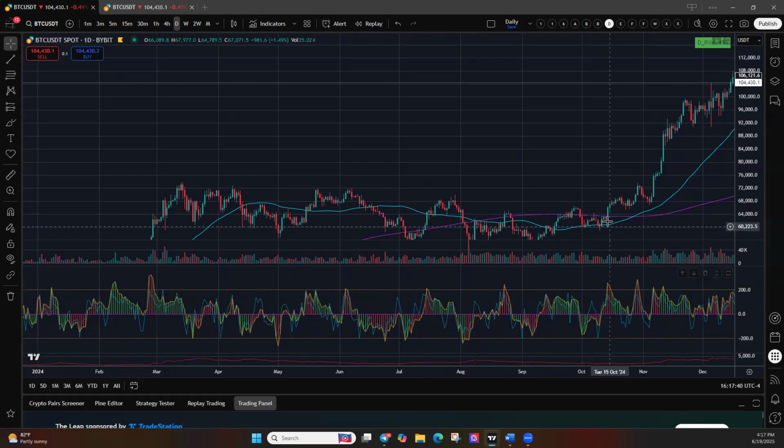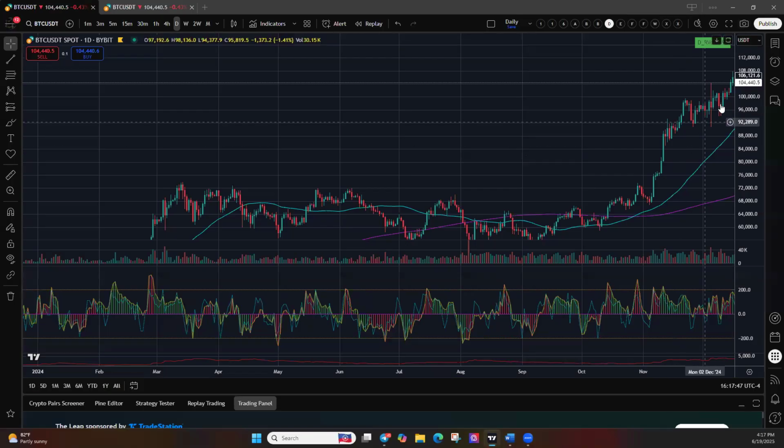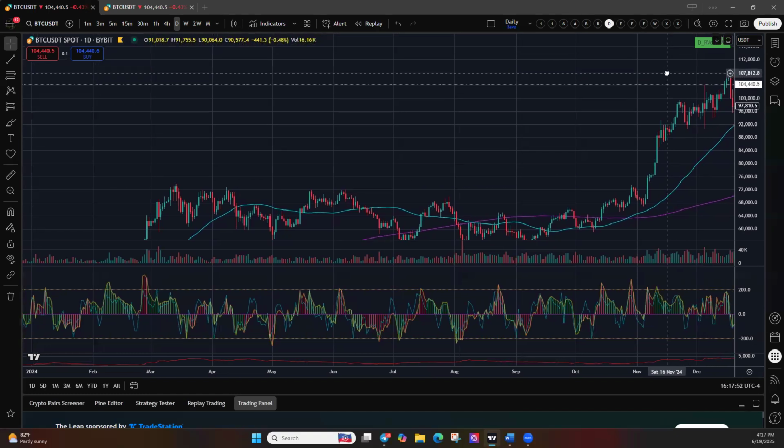I mean, they don't always work, right? It started something and then it took off a little bit. But let's just go to, right? So a hook from extreme is counter trend. We just established that the trend was up. So this one would be counter to the uptrend. So it'd be down for a bit, right?